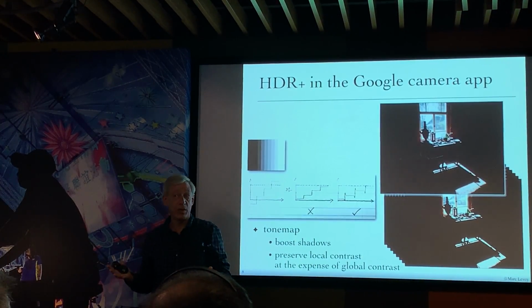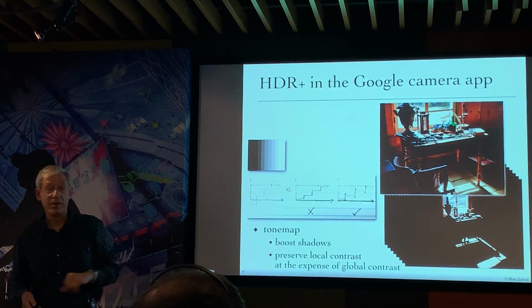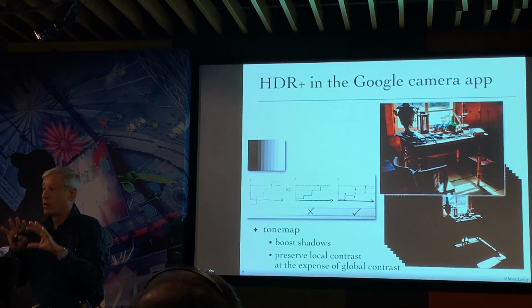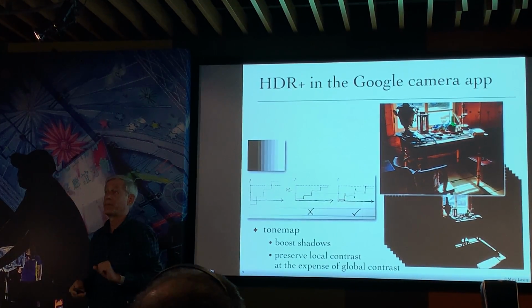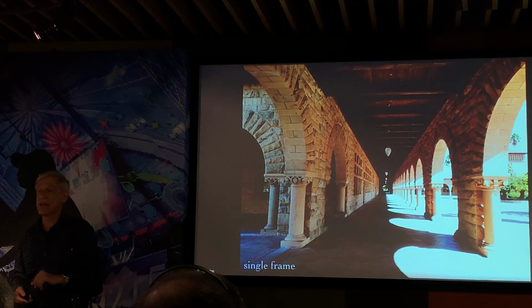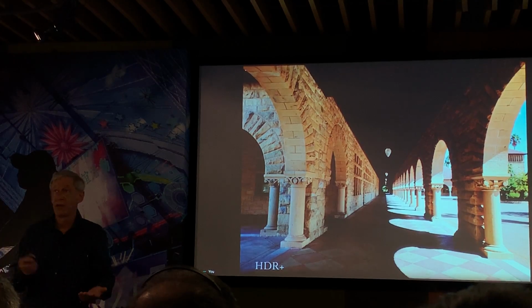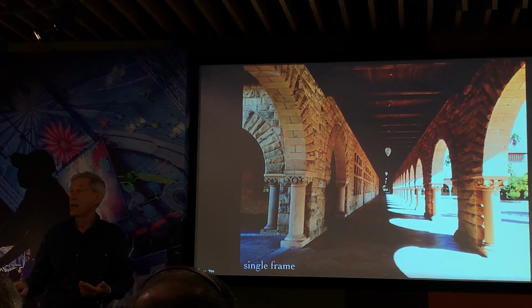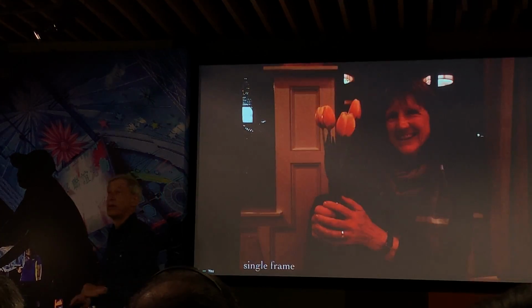This is exactly what the human visual system does as well. And so there's a better picture. Reduce global contrast, preserve local contrast. Okay, so here are some examples. Single frame, HDR plus. Go back, single frame, HDR plus. And you can see the way the highlights are preserved.